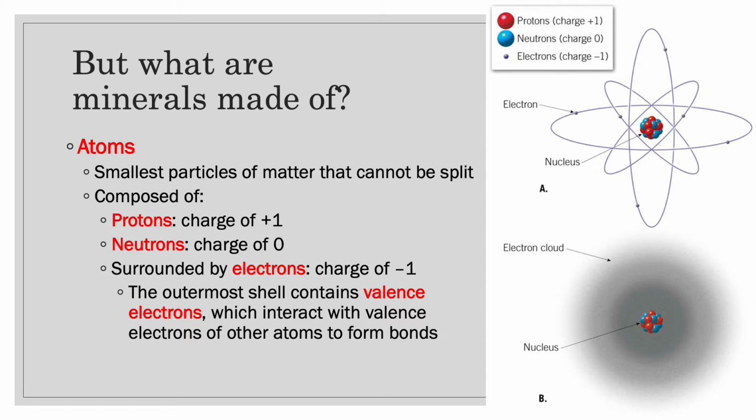Within the electron cloud, the outermost shell, or the outermost area in the cloud, contains what are known as valence electrons. Valence electrons interact with valence electrons of other atoms to form bonds, so that atoms can come together to form compounds and more complex structures, and ultimately minerals.